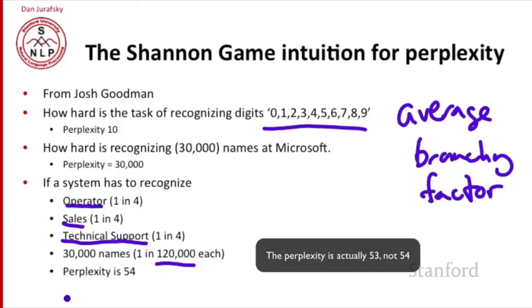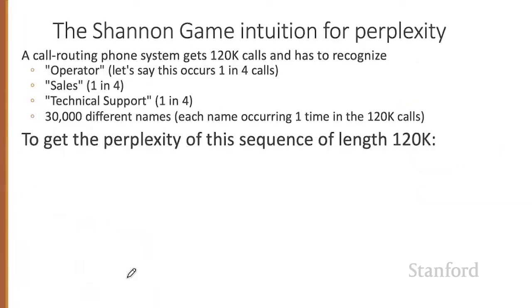And now the perplexity is 54. So the perplexity, again, is the weighted equivalent branching factor. Let's see the intuition for that last number. Let's suppose a call routing system gets 120,000 calls. So we have a sequence of 120,000 calls. And again, we're assuming that operator occurs 1 in 4 times, sales 1 in 4 times, technical support 1 in 4 times, and the other 30,000 times we're getting 30,000 different names. What's the perplexity of this sequence of length 120K?